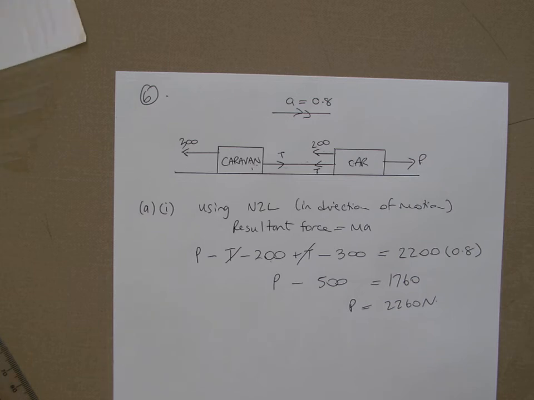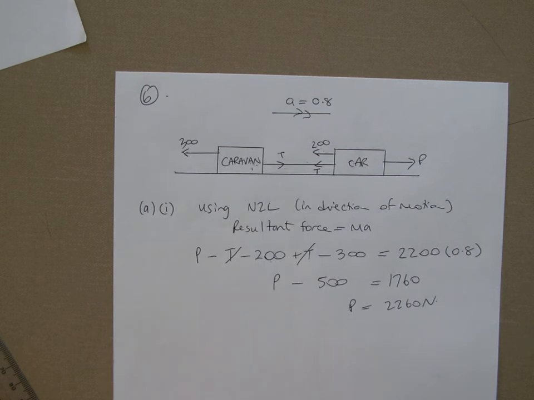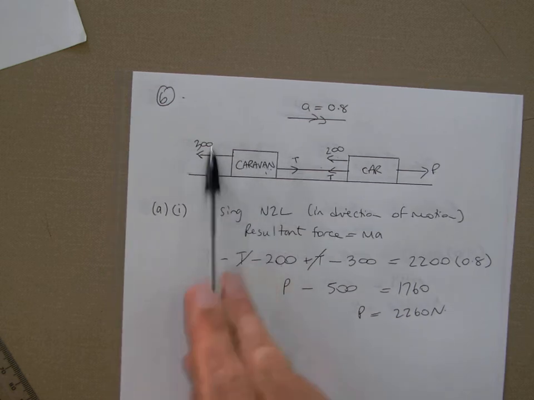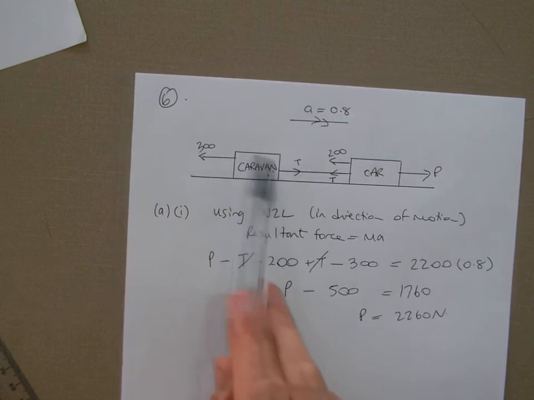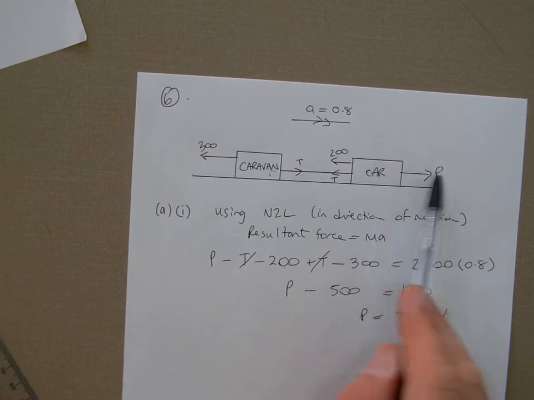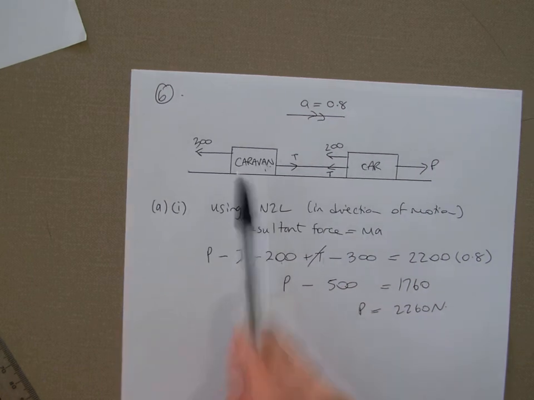Part 2 then, it says find the magnitude of the force in the tow bar that connects the car to the caravan. So we actually now want to find out what this tension is in the tow bar. What we can do is just focus on one of these vehicles. In particular, I focus on the caravan because there's less forces acting on it. We could have actually got that wrong as well. If we focus on the car and we got that wrong in the first part, then we'd end up getting the tension wrong. So let's just focus here on the caravan.